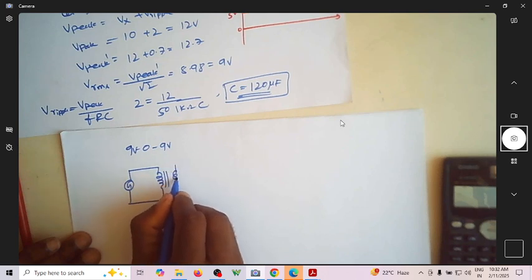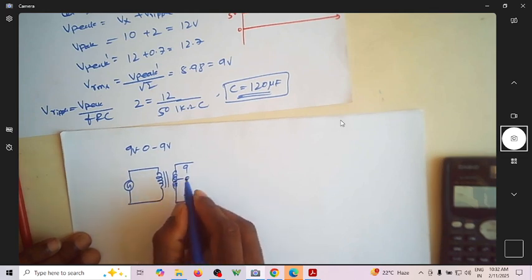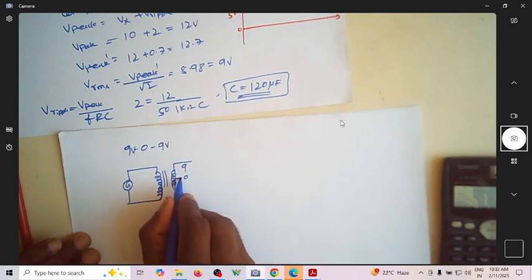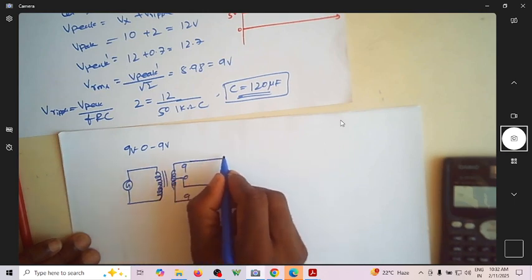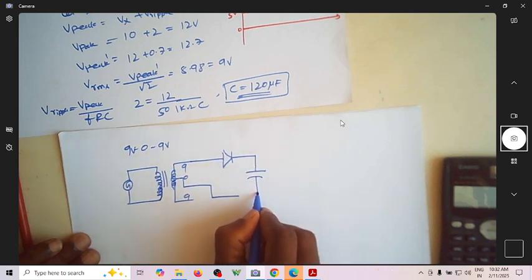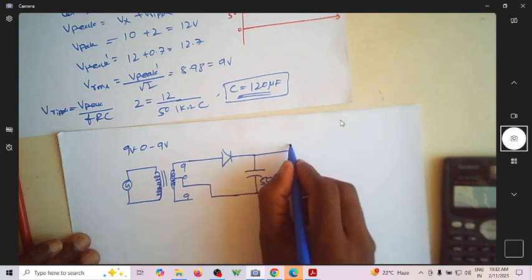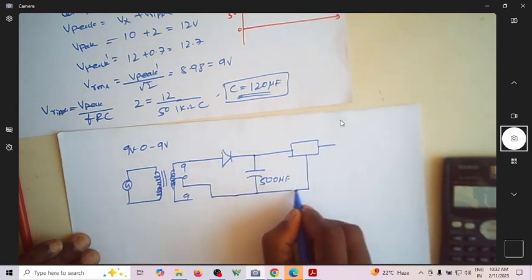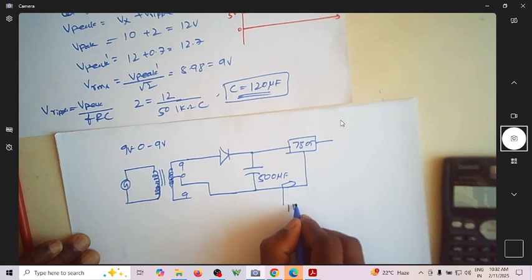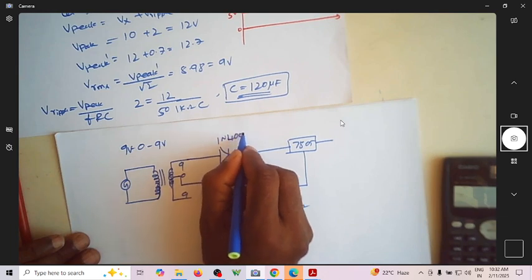This is 9-0-9, and this is my primary. Now I will not use this, I will use a center tap. I'll use a diode, and let me use a capacitor of 500 microfarad, because 500 is a typical standard value. This is the 7805. If the input impedance, which is usually 1 kilo ohm, has been measured, this is the 1N4005.